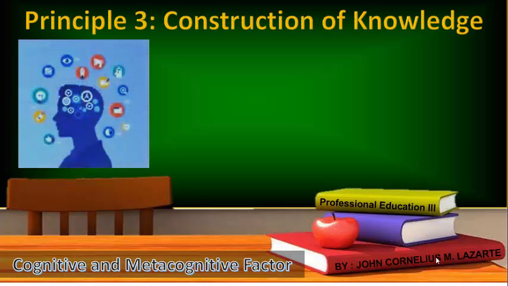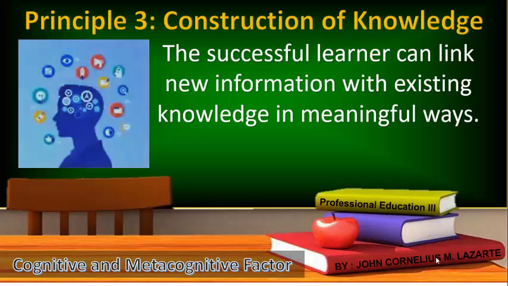Let us now proceed to principle number 3, construction of knowledge. It says that the successful learner can link new information with existing knowledge in meaningful ways. Knowledge widens and deepens as students continue to build links between new information, experiences, and their existing knowledge base. The nature of these links can take a variety of forms, such as adding to, modifying, or recognizing existing knowledge or skills.